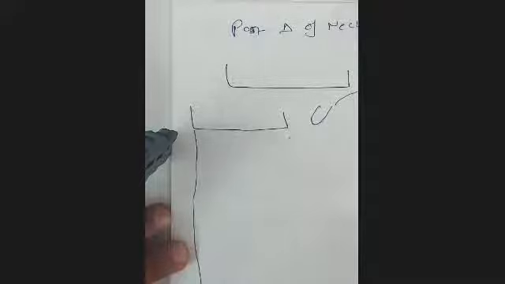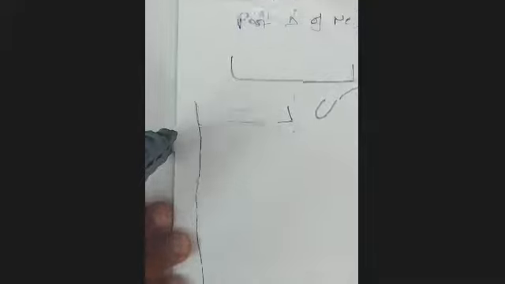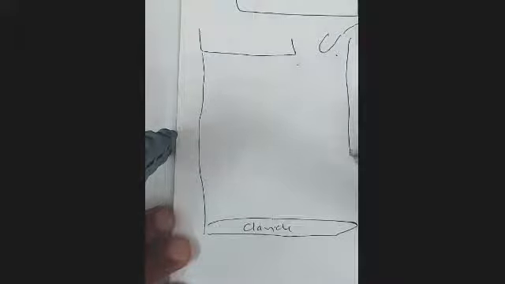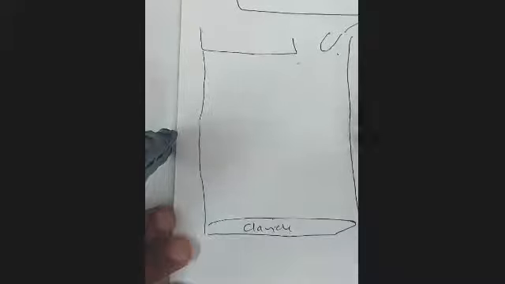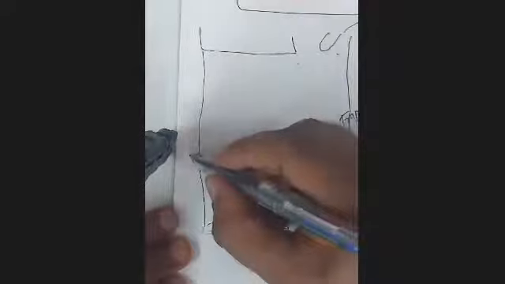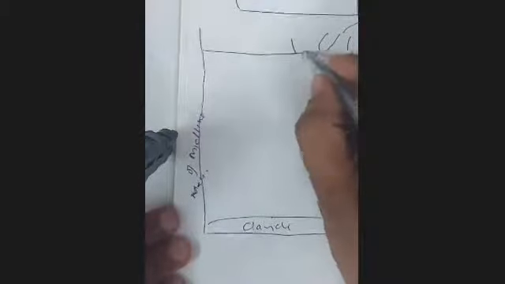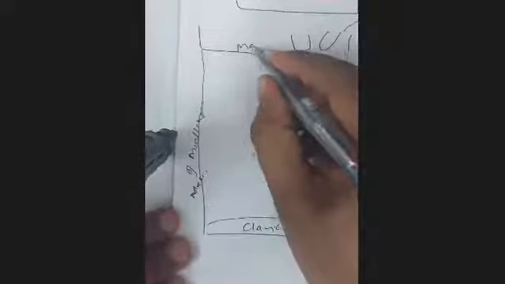Below here is the clavicle, and coming from the superior nuchal line, coming down like this is the attachment of trapezius. So this is trapezius. This is midline of neck. This is the base of the mandible. This is clavicle. So here we can see a quadrangle.